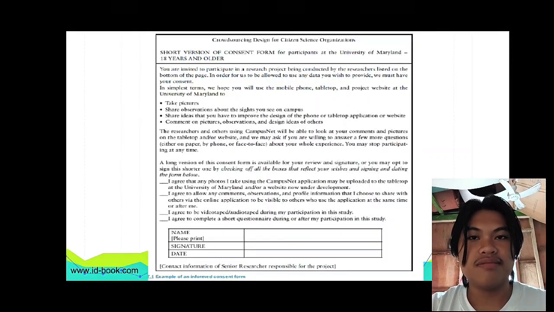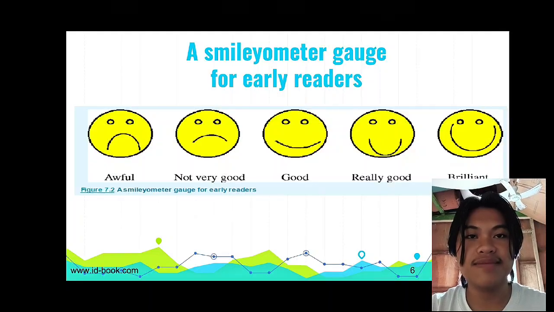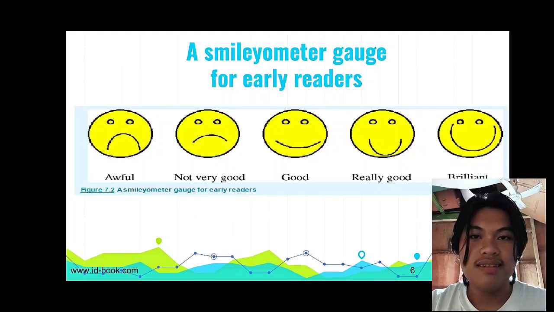In this picture, which is a consent form from the University of Maryland, the purpose of this form is to invite participants to their research. This form explains what the participant is being asked to do and what will happen to the information they provide. Next is a smileyometer gauge for early readers. The smileyometer is a tool designed for young or early readers to express their feelings or preferences using smiley faces. This is helpful for gathering data from children who may not be able to answer complex questions.